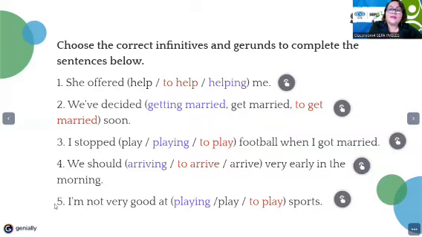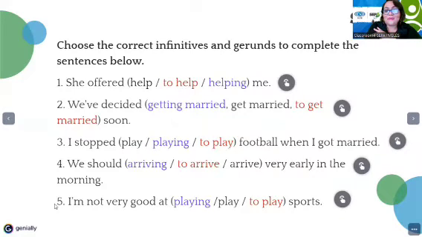And finally, number 5. I'm not very good at play sports. What do you think is the correct answer? I'm not very good at playing. I'm not very good to play. I'm not very good to play sports. Do you have your answer? Yes?